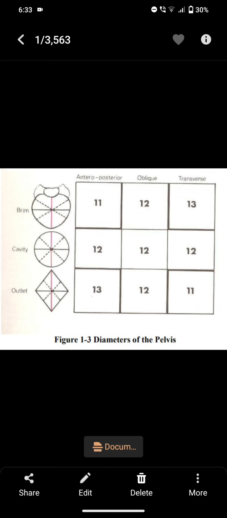We have learned there are two types of structures: false pelvis and true pelvis. Then in true pelvis there are three parts: the brim, which is also called inlet, then cavity and outlet, then the landmarks of this pelvis, then diameters of pelvis, and lastly the types of pelvis. So this was all about the structures of pelvis.